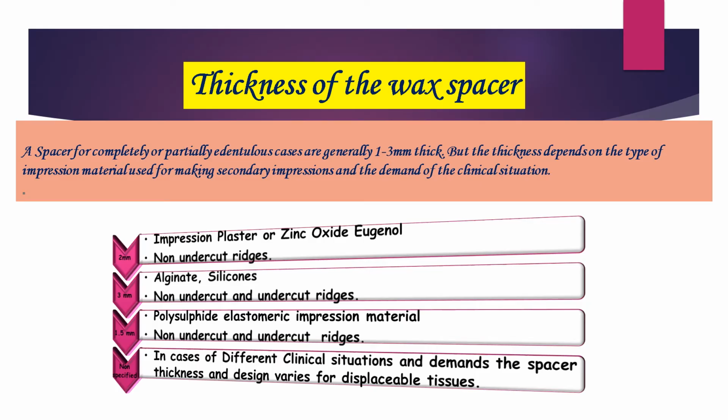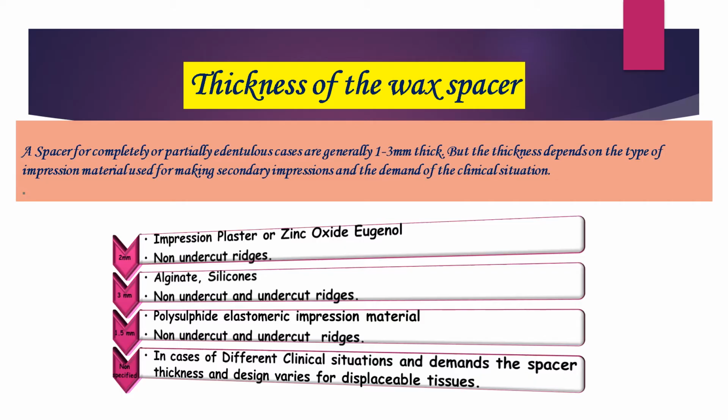Coming to the thickness of wax spacer. Spacers for complete or partial denture cases are generally 1 to 3 mm thick. But the thickness depends on the type of impression material used for making secondary impressions and the demand of the clinical situation. So first one is a 2 mm spacer with tissue stops, 0.5 mm spacer, and it is used when impression plaster or zinc oxide eugenol is being used for making impressions in cases of non-undercut ridges.